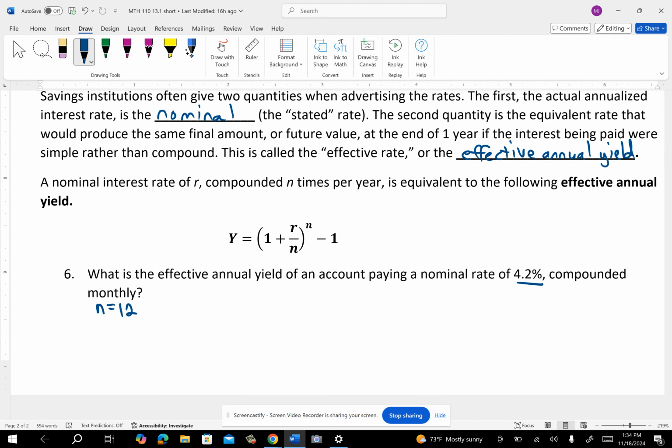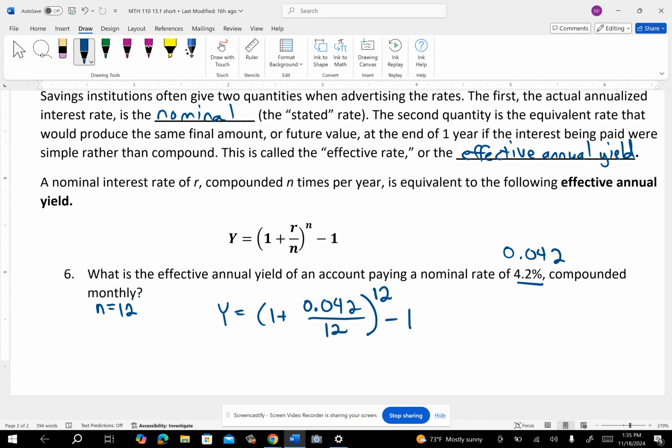To get the effective annual yield, to find the equivalent simple interest rate so that at the end of 1 year I would have the same amount I would have with this 4.2% compounded monthly, I use this formula. In place of the R, I put the nominal rate, 4.2%. Remember, percent means divide by 100, so that's 0.042. I'm compounding monthly, so N is 12, and then I'll subtract 1 from that.